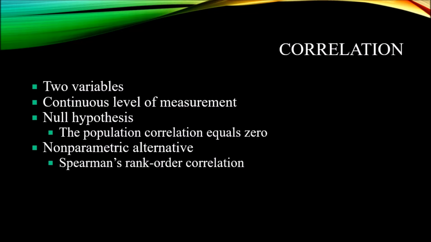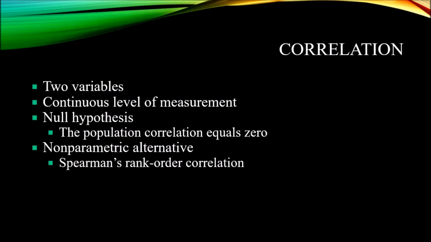So now, keeping all those constructs in mind, the type of variables, the design, the level of measurement, I'll be moving to the first statistic here, which is correlation. And again, I'm not going to go through all the assumptions for each of these statistics, but only try to give the necessary information for determining which statistic is correct based on the research design and the hypotheses.